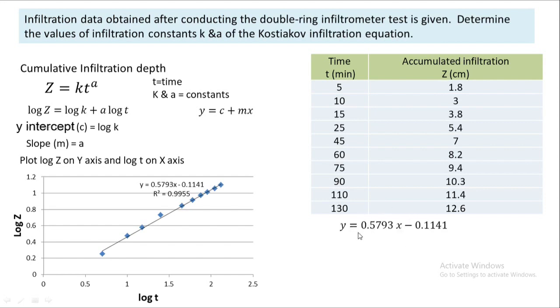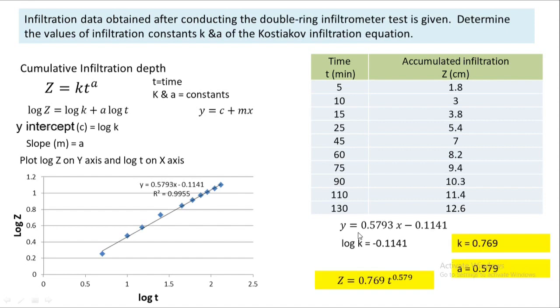y equal to 0.5793 x minus 0.1141. Here the intercept is log k, so log k is minus 0.1141. On taking antilog, we will get the value of k. K is 0.769. A is the slope, which is equal to 0.579. So we will get the Kostiakov's infiltration equation: Z equal to 0.769 T raised to 0.579, where Z is in millimeters and T is in minutes.